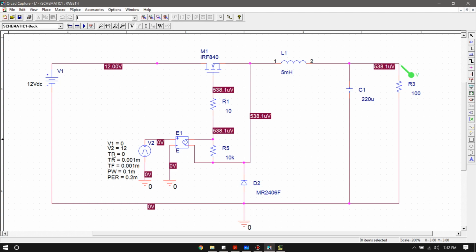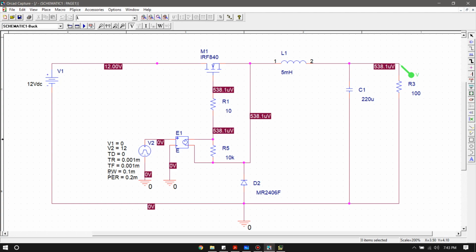TD is called the time delay. We don't need a time delay, so we set it as 0. TR is the rise time. If you add a rise time, the pulse will not go straight up; it will take some time to rise to the final value. So we want the rise time to be as small as possible, and we put a value of 0.001 milliseconds. Similarly, TF is the fall time, so we set that as 0.001 millisecond, because if we set a higher value of fall time, it will take longer for the pulse to go from the maximum value to the minimum value, and then it won't be a square wave pulse. It will just be a curved pulse.